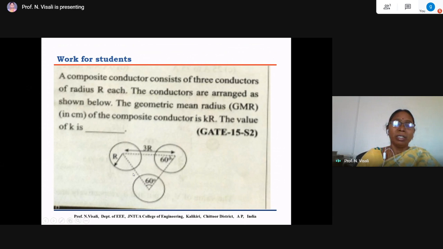Cube root of d1, d2, d3 you can calculate and simplify so that the value of that is equal to kr. Then you can find out the value of k. So it's a very simple problem. You can simplify it and give it to me for the next class. Then this is another problem.